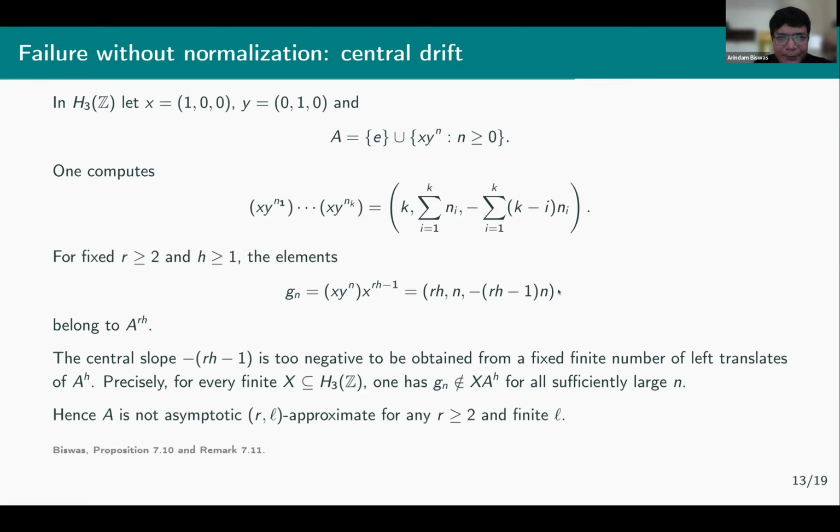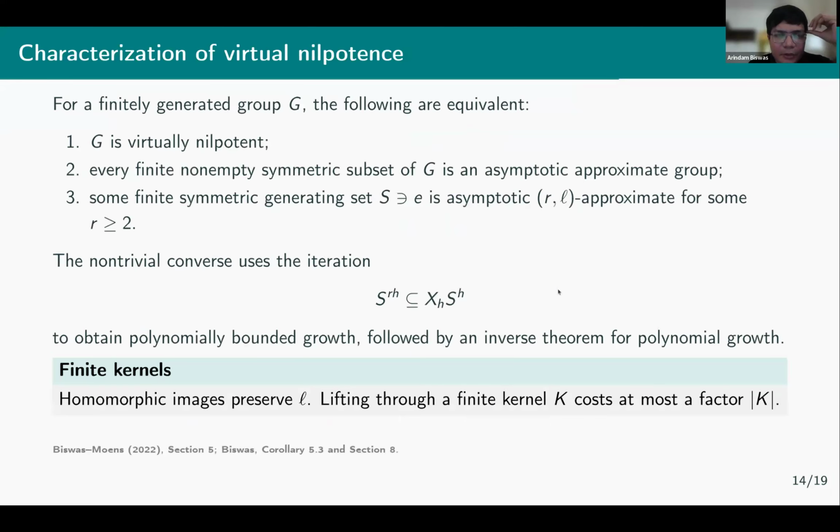All right, so what is the crux of all this discussion? Basically, for a finitely generated group G, the following are equivalent. G is virtually nilpotent; every finite non-empty symmetric subset of G is an asymptotic approximate group; and some finite symmetric generating set S containing the identity is an asymptotic R-L approximate group for some R.